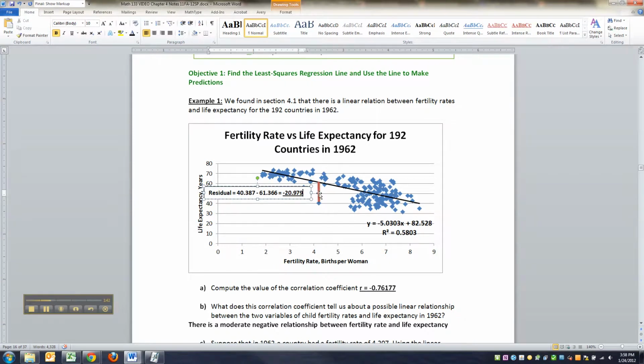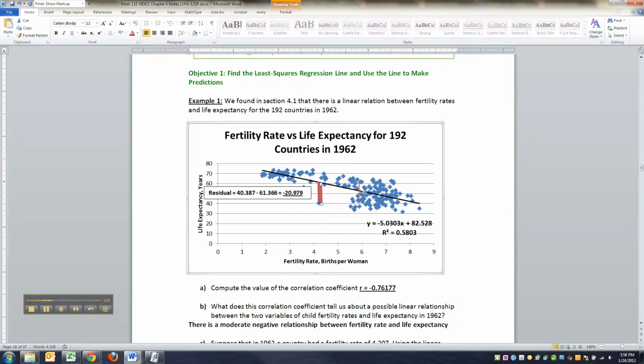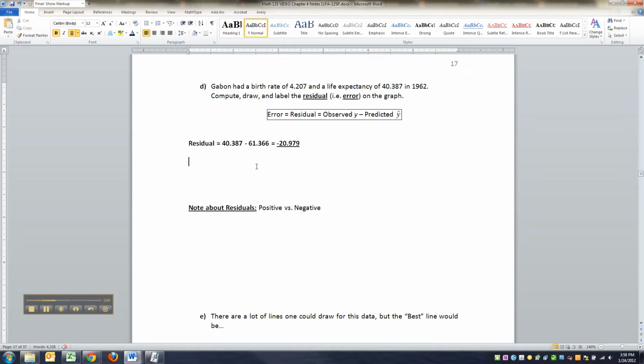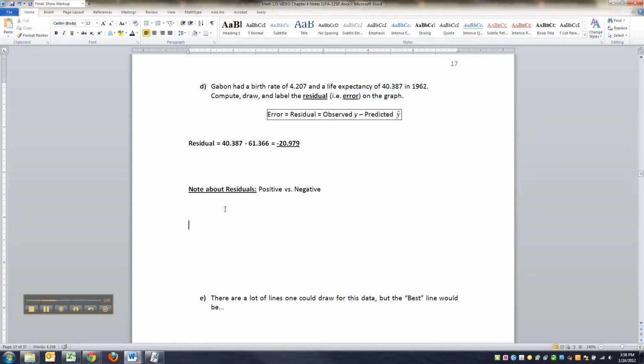Now, interesting to note that this one was a negative residual because the point was below the line. This dot over here, for example, would be a positive residual because it's above the line, right? And it's a straight drop, if I could draw a straight drop, from the point right down to the line. Okay. And that's actually the next question they're asking. So we've got this residual business right here.